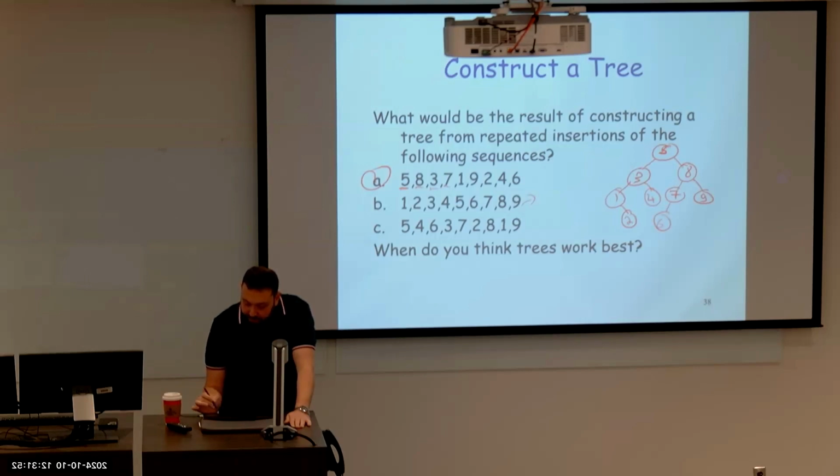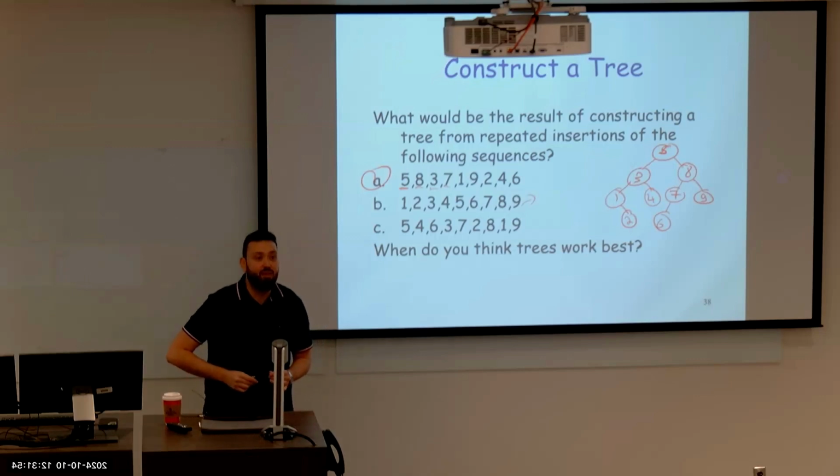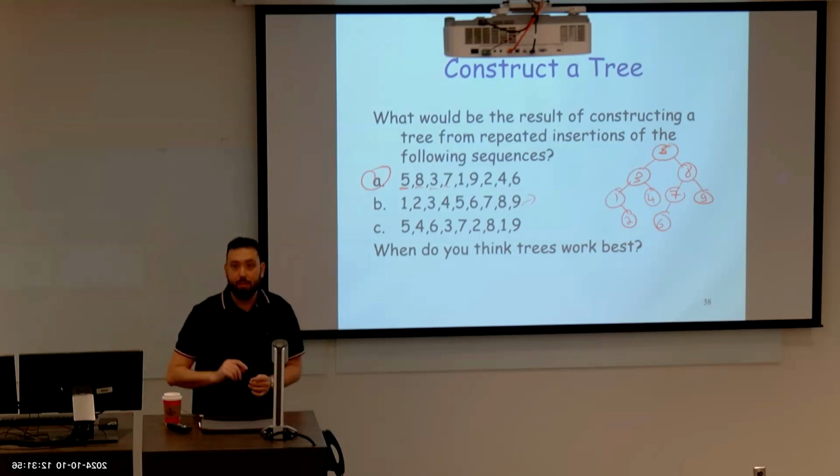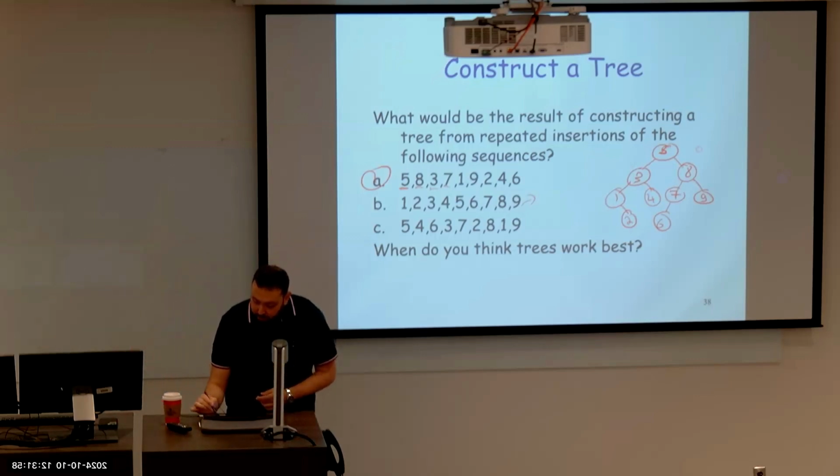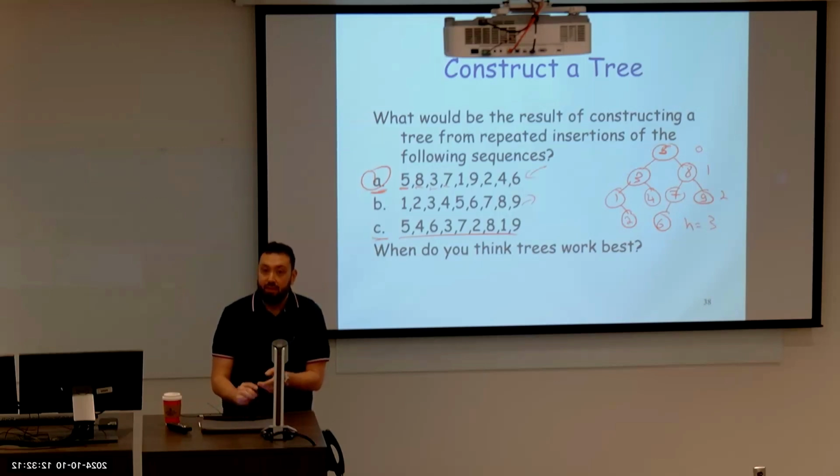What is the height of this? Who can tell me what is the height? Raise your hand. Yes? 3. So we start 0, 1, 2, 3. My height here is equal to 3. Good? Very good. The C, I'll leave it for you to do it. But now, guys, if you do the complete binary tree of A, the height will be very good, but it's not going to be ordered for the complete binary tree.